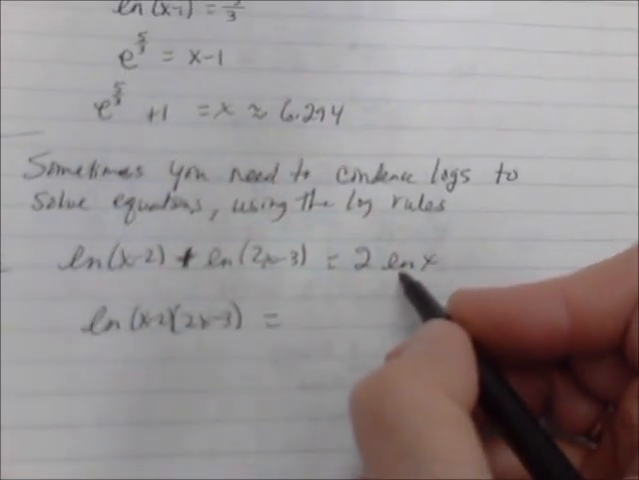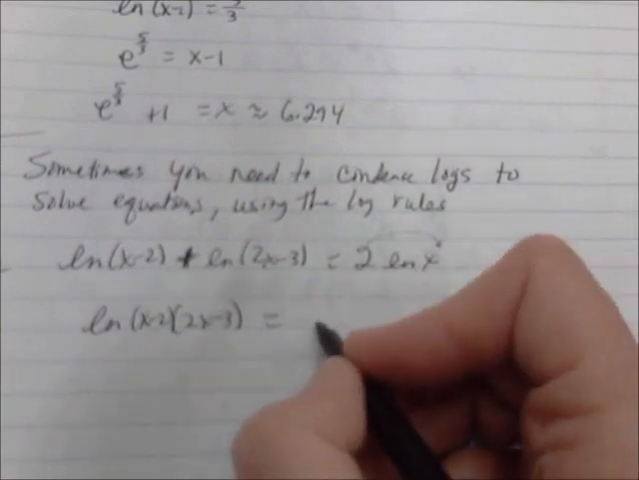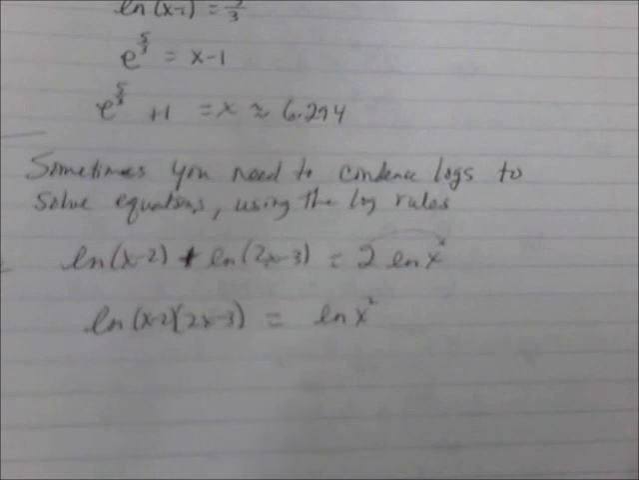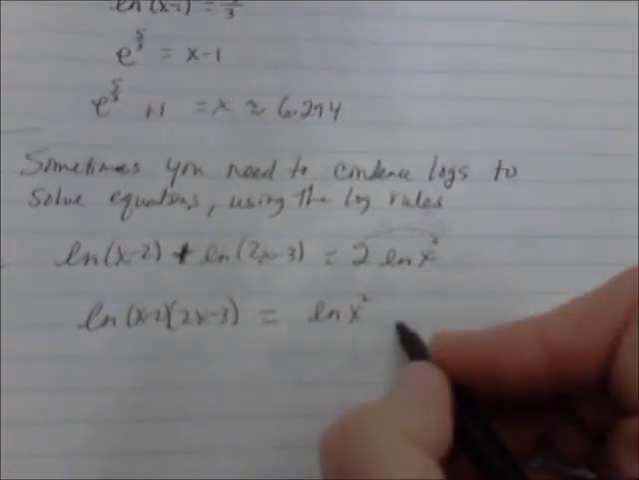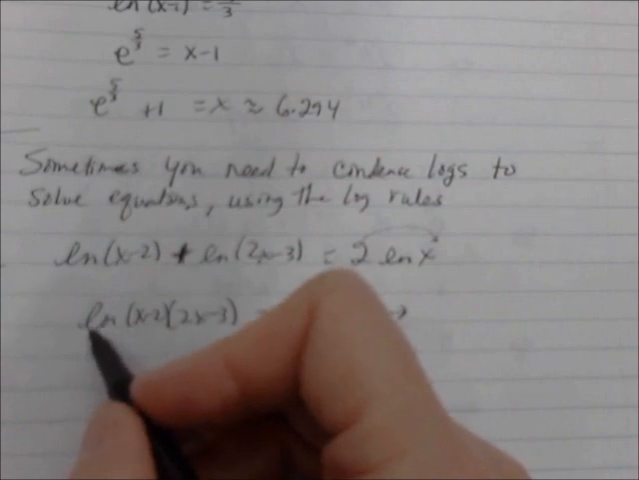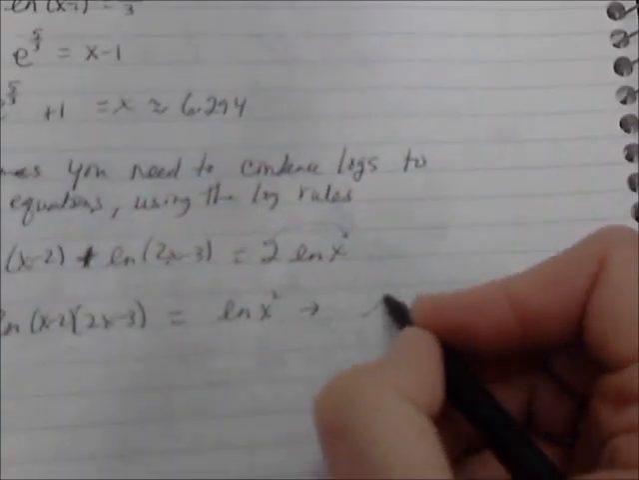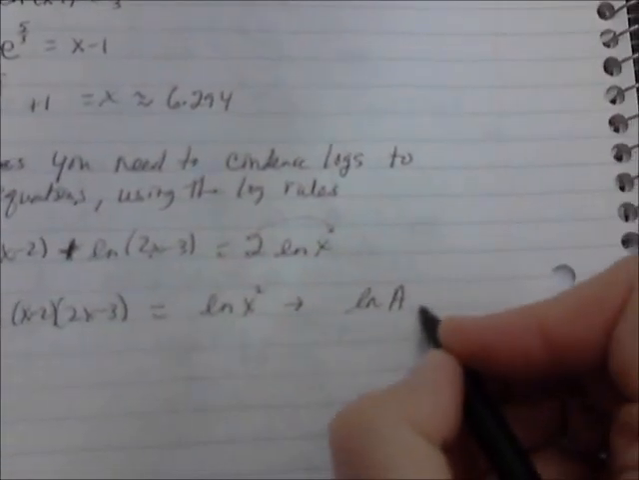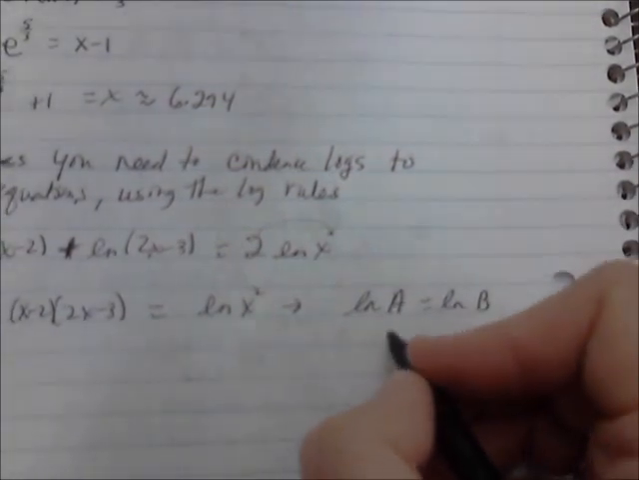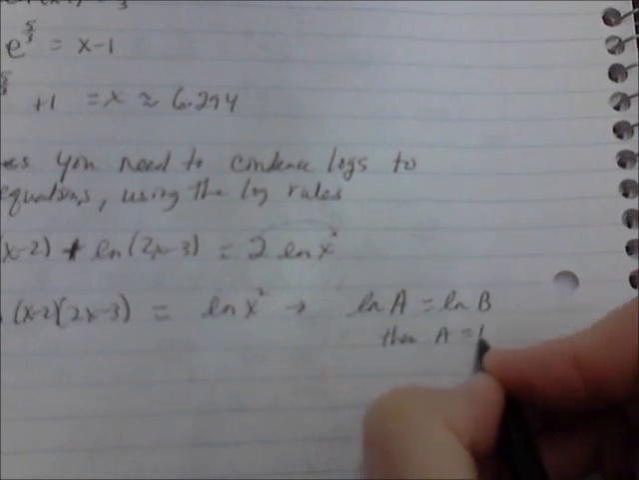And over on this side, you can condense this log by putting the 2 as an exponent on x, so you can call this the ln of x squared. That's the power rule in reverse. And now you have to keep in mind, when you have one log term on the left, one log term on the right, when the log of A is equal to the log of B, whatever A and B might be, if they're equal to each other, then you can assume that A is equal to B.